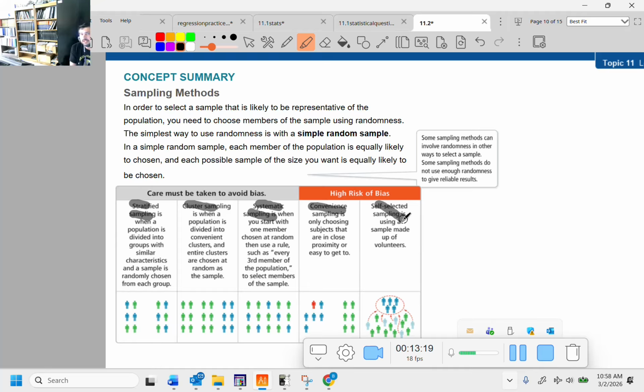Systematic sampling is a pretty common one. You start with one member chosen at random, and then you systematically pick every third or every fifth person that you see. That's the system. There's a system to it.